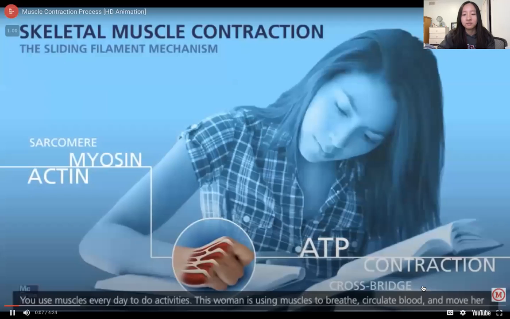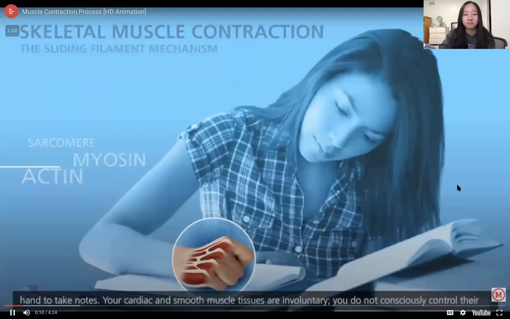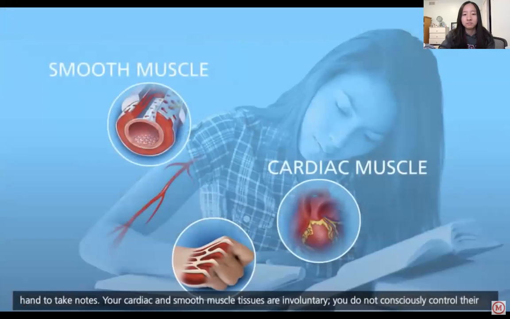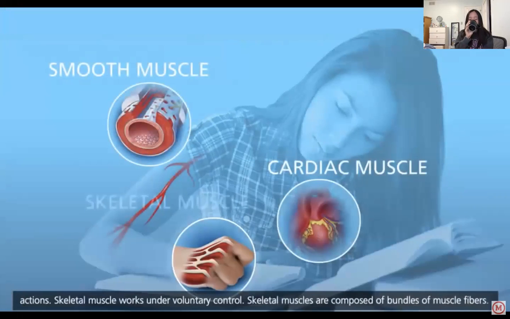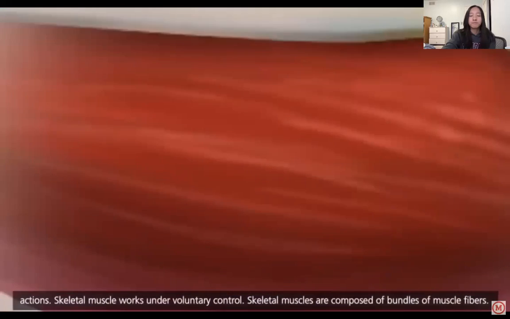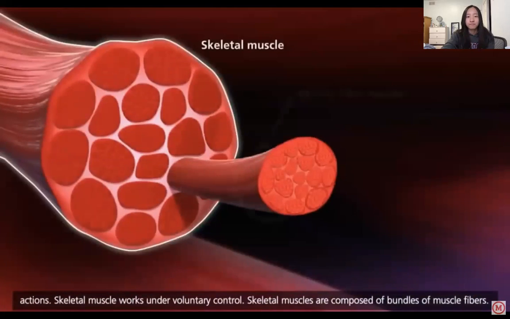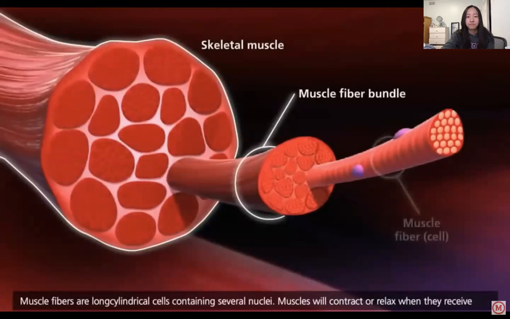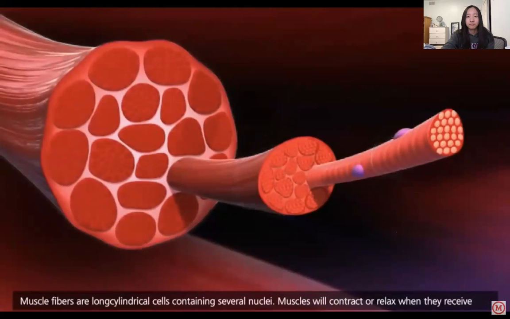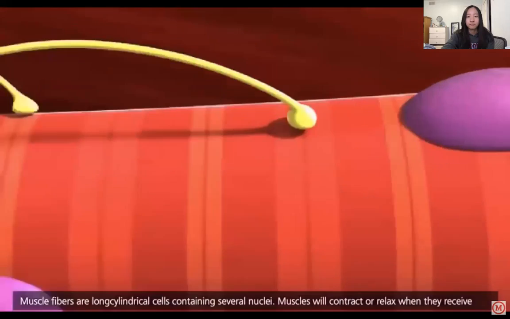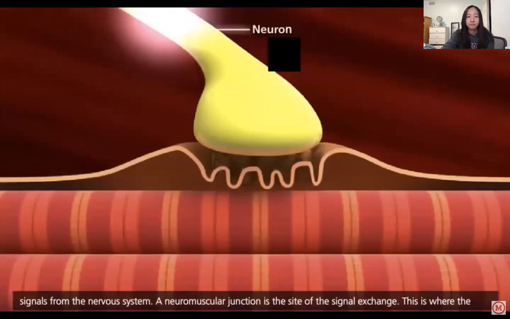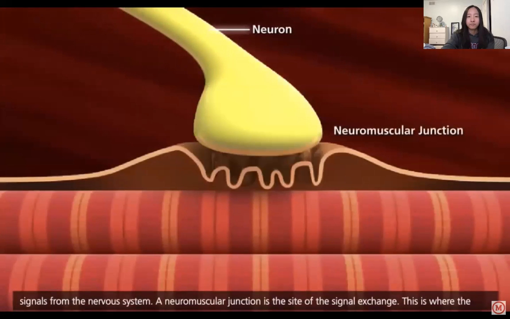You use muscles every day to do activities. This woman is using muscle to circulate blood and move her hand to take notes. Your cardiac and smooth muscle tissues are involuntary. You do not consciously control their actions. Skeletal muscle works under voluntary control. Skeletal muscles are composed of bundles of muscle fibers. Muscle fibers are long cylindrical cells containing several nuclei. Muscles will contract or relax when they receive signals from the nervous system. A neuromuscular junction is the site of the signal exchange.